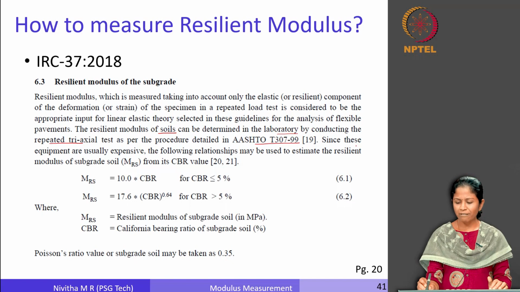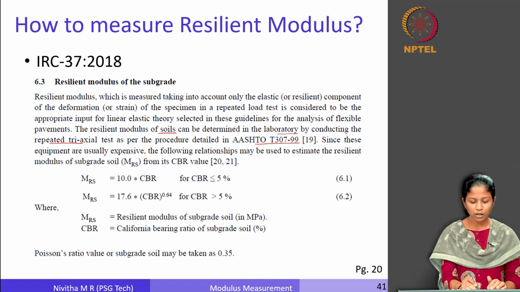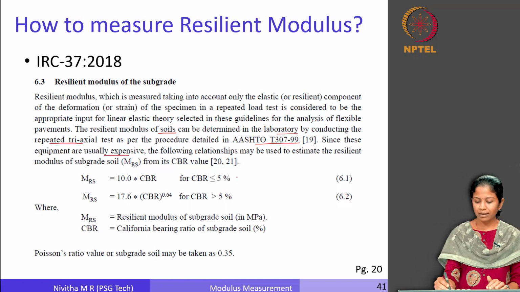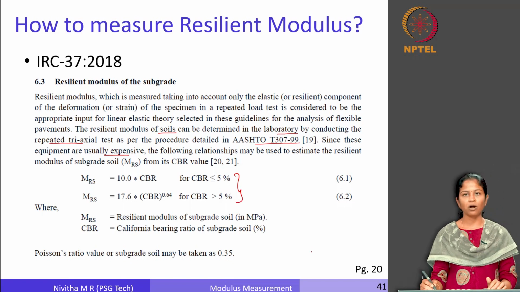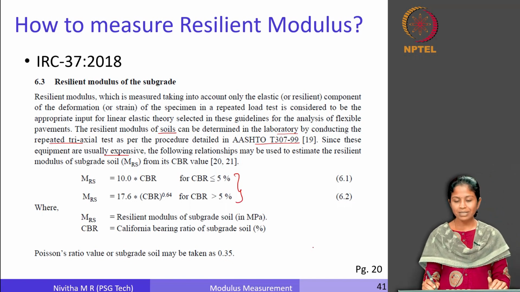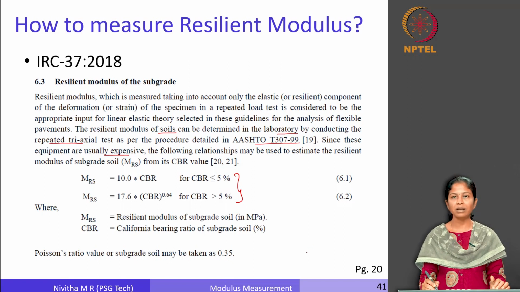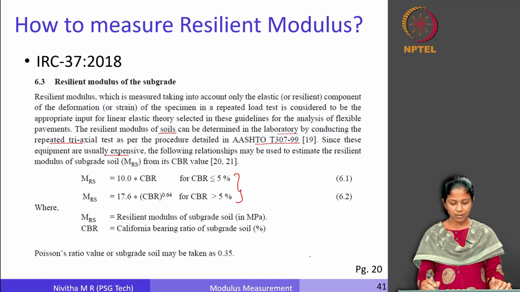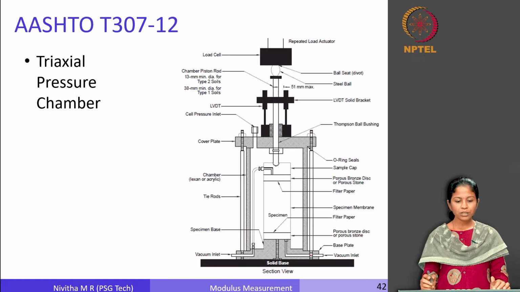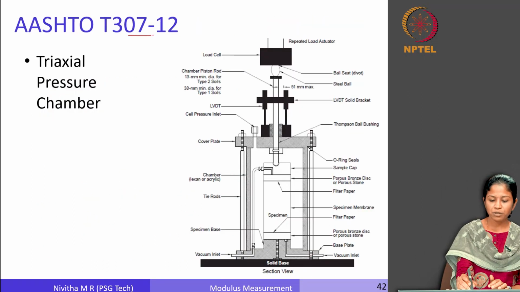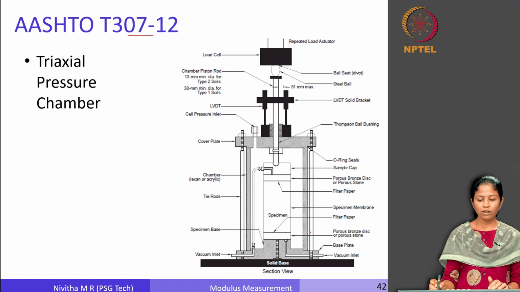Okay. They also have a note: since this equipment is usually expensive, they suggest some relationships, which we have seen already. But in this part of the lecture, we will see, if there is a provision to measure the resilient modulus, how to do it in the laboratory condition. So, this is the procedure from AASHTO T307.